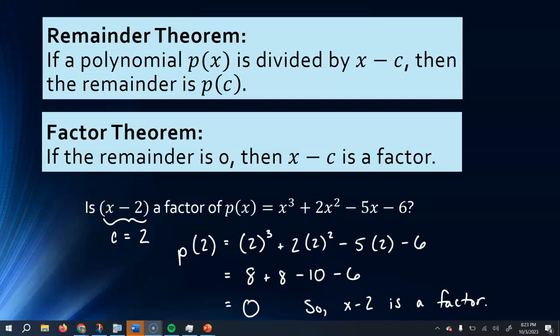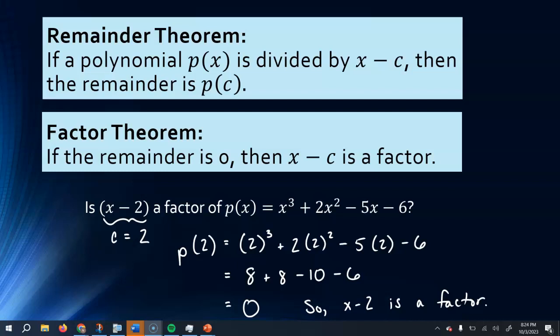And the flip side of that is if the remainder is 0, then we know that x minus c is a factor. So let's look at this first example. It's asking us, is x minus 2 a factor of the polynomial? Well, how can we tell? We can use the factor theorem because, again, if the remainder is 0, then x minus c is a factor. And we can use the remainder theorem as well, because if we put c into the function, whatever you get as your answer will help us also see if it's a factor. So we're going to use these two together.